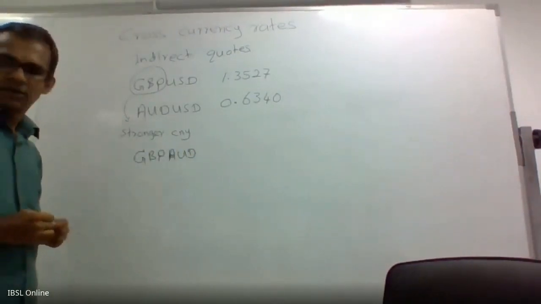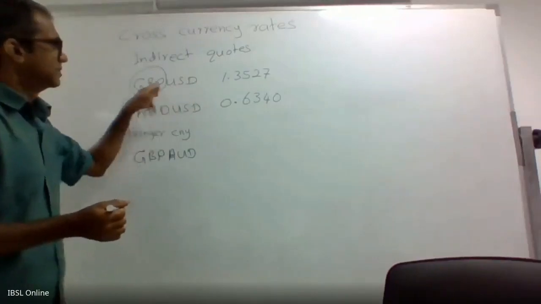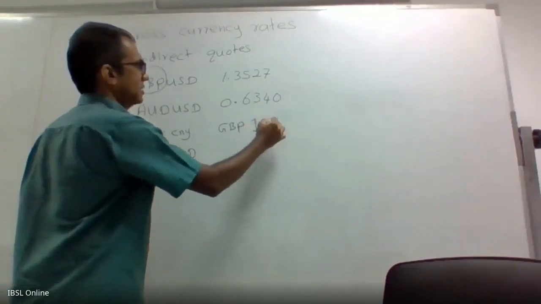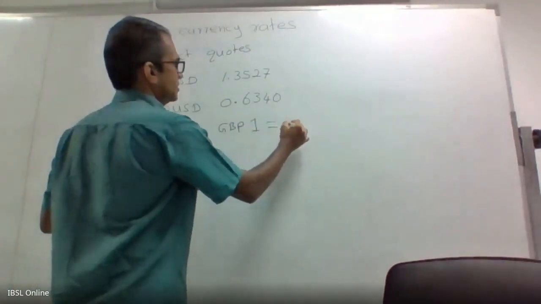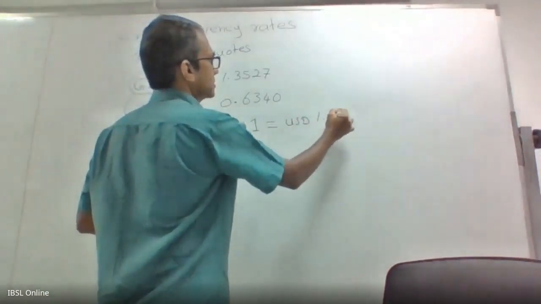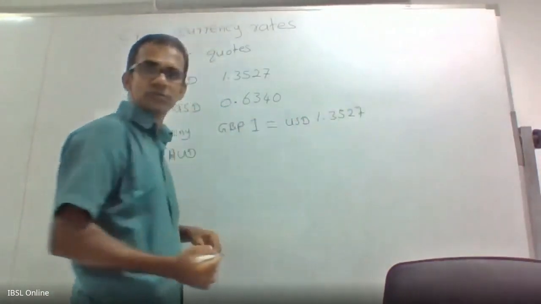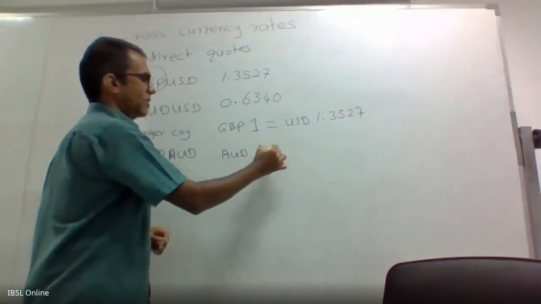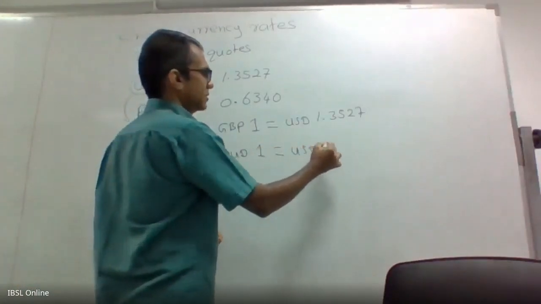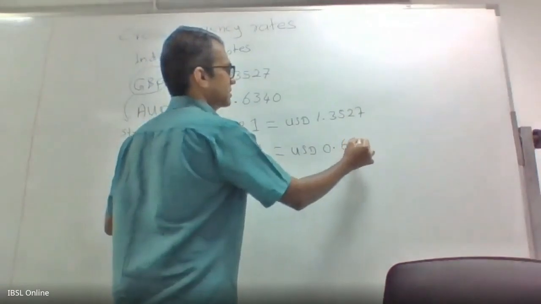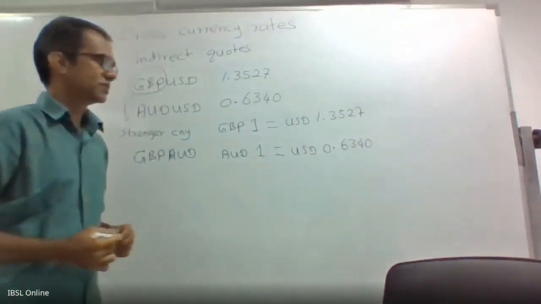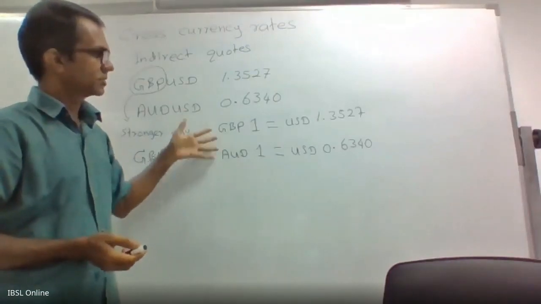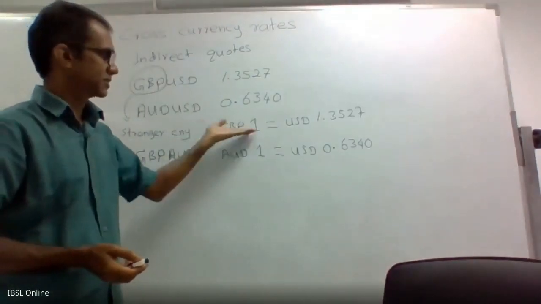AUD. How do we do that? This exchange rate we can write as 1 GBP equals USD 1.3527. The second one we can write as AUD 1 equals $0.6340. Not like earlier, we cannot equate them together because this is sterling, this is Aussie.